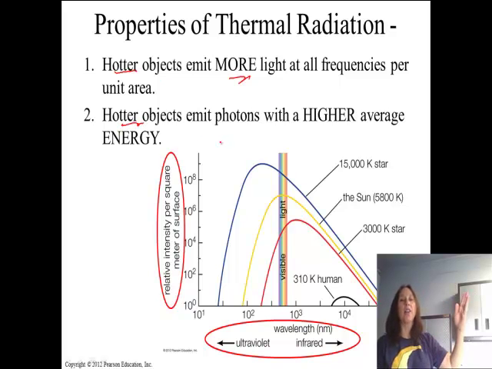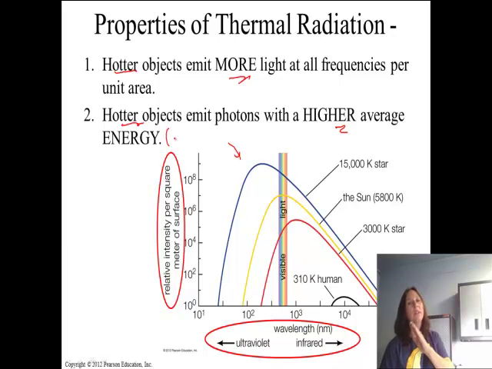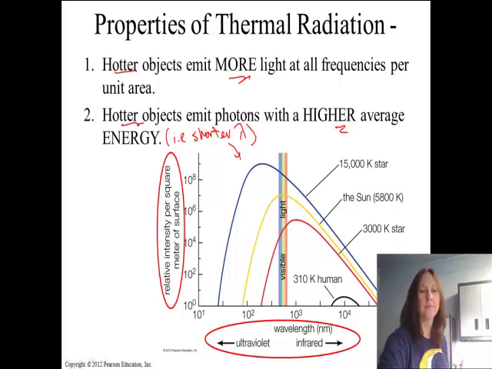The other thing is the hotter the object, again, this star right here, it will emit photons with a higher average energy. Now here's where I probably can add to this. In other words, it will emit photons at a higher average energy, i.e., shorter wavelength. I hope that makes sense.